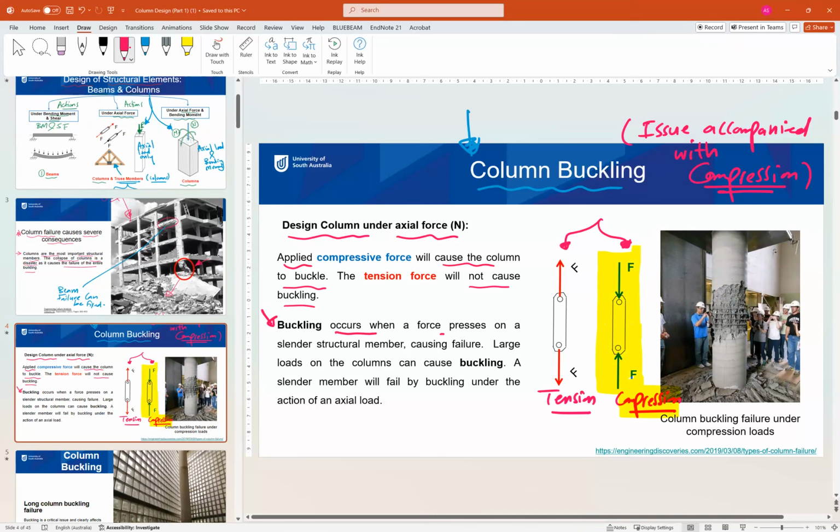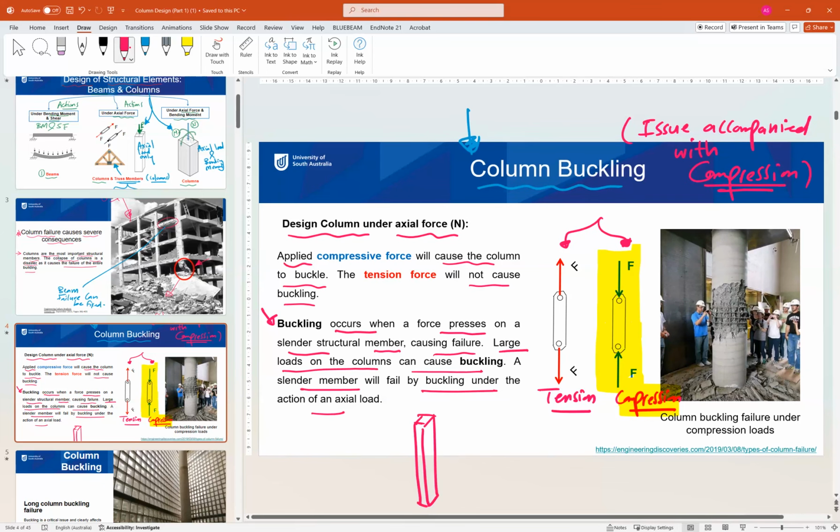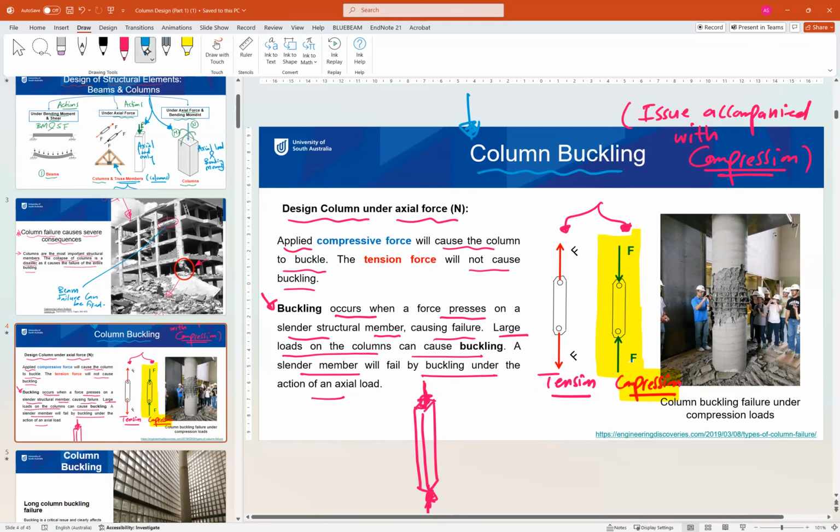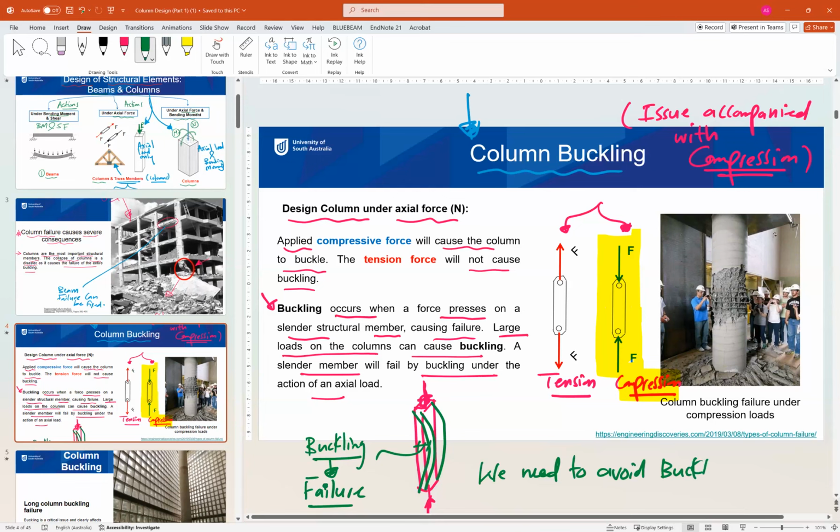Buckling occurs when a force presses on a slender member, causing failure. When we apply a large load on the column, this can cause buckling, and a slender column will fail due to this buckling. So when you have a column or a slender member and you push it from top and bottom, what happens to this column? This column will buckle. Or let's do it on the other side. The column will buckle. This movement or displacement is called buckling. And due to this buckling, the column is considered failed. So we need to make sure that the column will not buckle during our design.